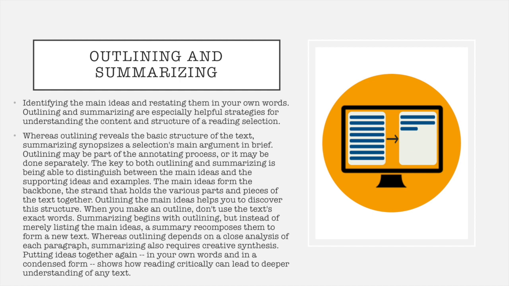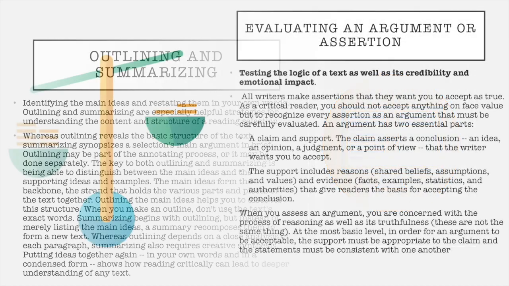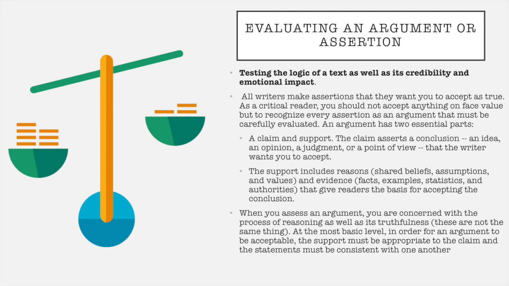Summarizing begins with outlining, but instead of merely listing the main ideas, a summary recomposes them to form a new text. Whereas outlining depends on a close analysis of each paragraph, summarizing also requires creative synthesis. Putting ideas together again, in your own words, and in a condensed form. This shows how reading critically can lead to a deeper understanding of any text.